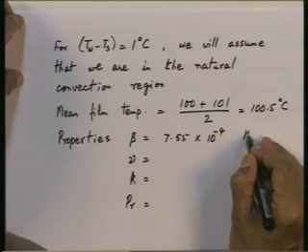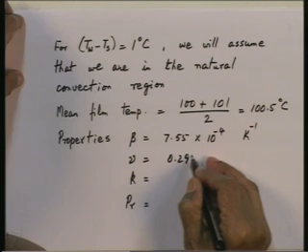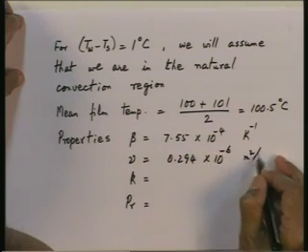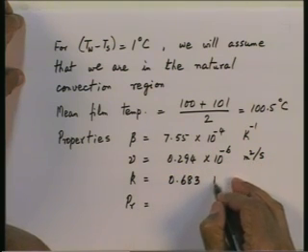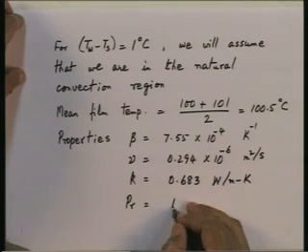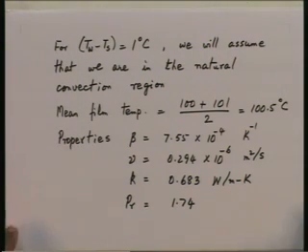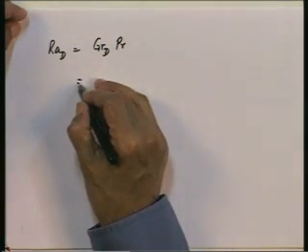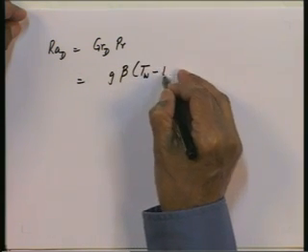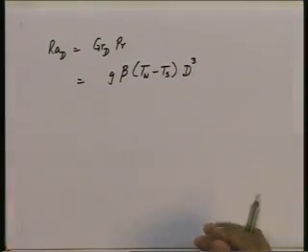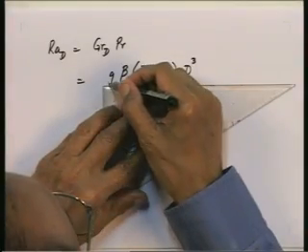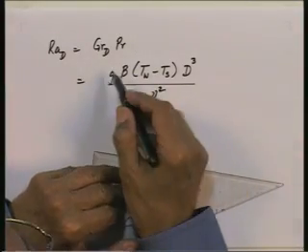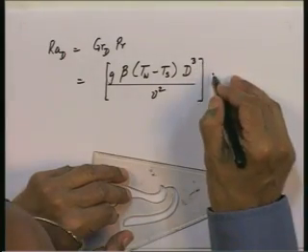For beta, Kelvin to the minus 1, nu is 0.294 into 10 to the minus 6 meter squared per second, thermal conductivity 0.683 watts per meter Kelvin, and the Prandtl number of the liquid 1.74. These are properties which you look up for water at 100.5 degrees centigrade. Calculate the Rayleigh number now. So, you get the Rayleigh number Ra_D is equal to Gr_D Pr, which is equal to g beta (T w minus T s) d cubed divided by nu squared. This is the Grashof number with d as the characteristic dimension, the whole thing is the Grashof number multiplied by Pr.